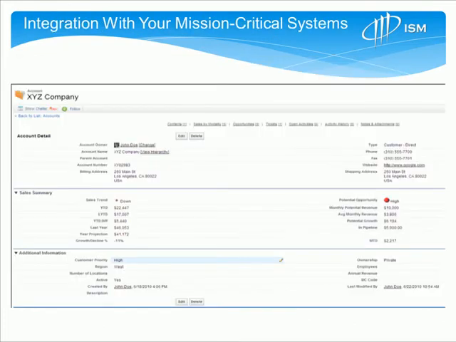This is combined with the ability to integrate with your mission-critical systems and provide relevant data to your sales organization, including things such as critical trends or vital metrics associated with these accounts, so sales reps know what's happening.